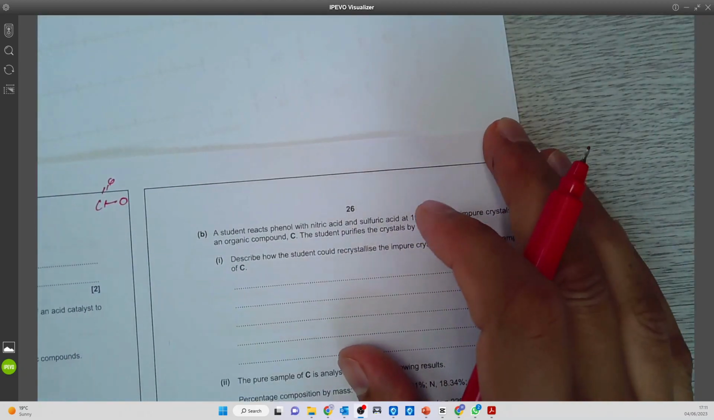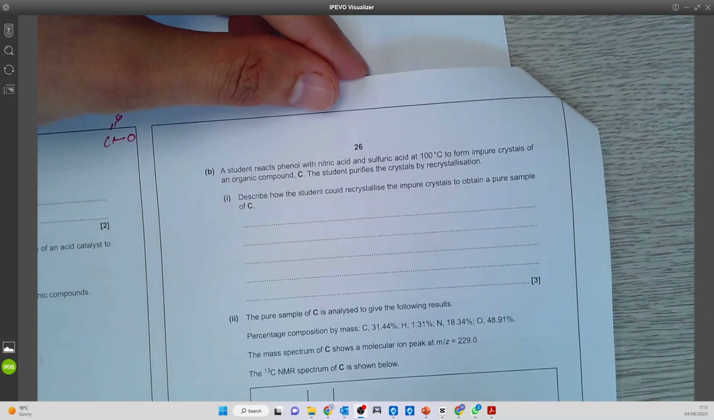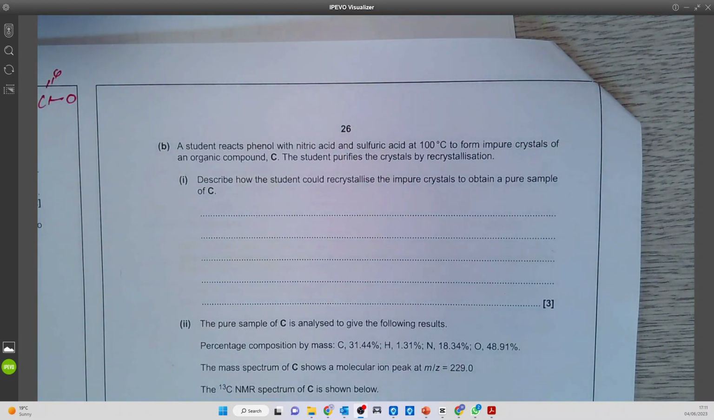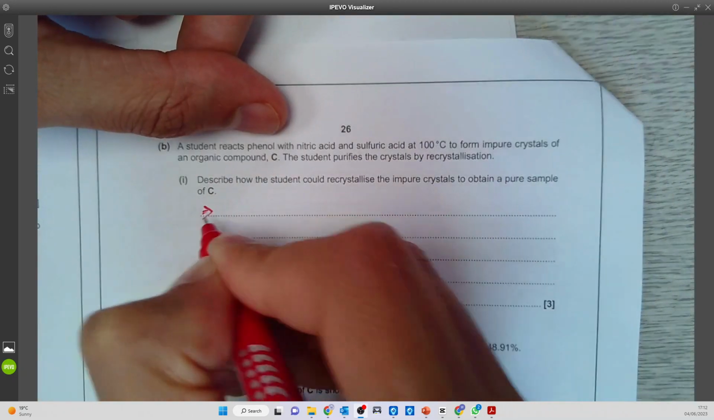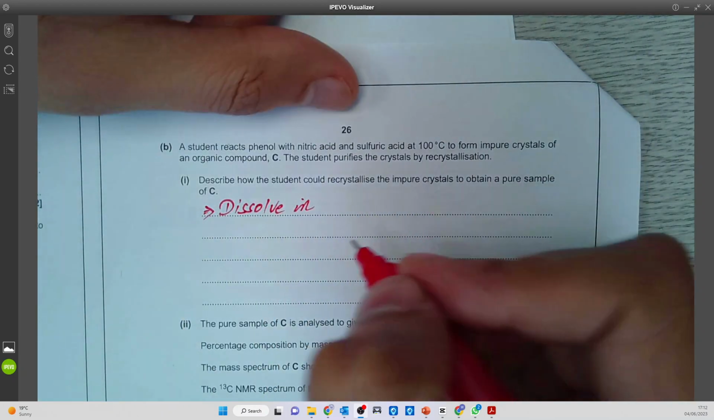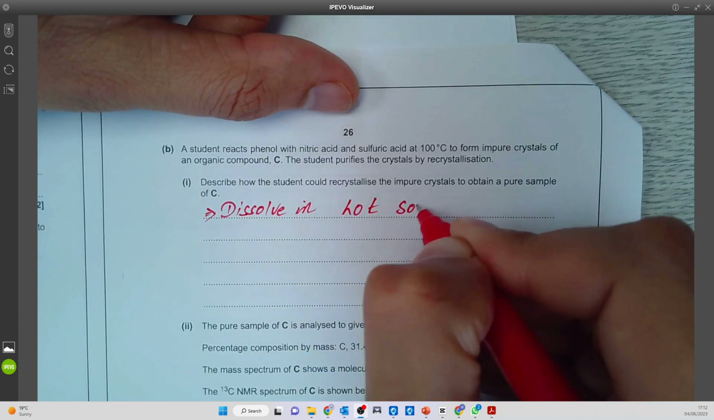Next question. Now it says the student reacts phenol with nitric acid and sulfuric acid at 100 degrees Celsius to form impure crystals of an organic compound C. The student purifies the crystals by recrystallization. Describe how the student could recrystallize the impure crystals to obtain pure crystals. So what happens in recrystallization? First of all, you will have to dissolve in solvent, but it has to be hot solvent.